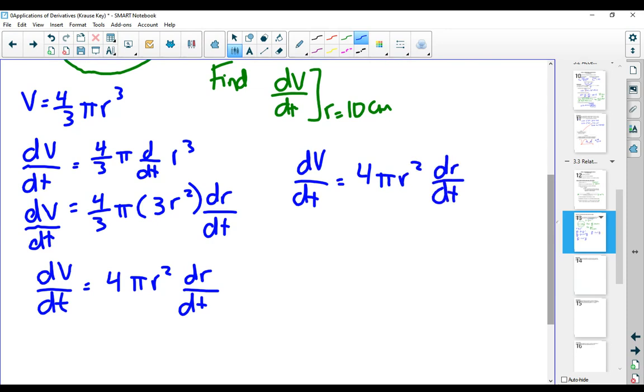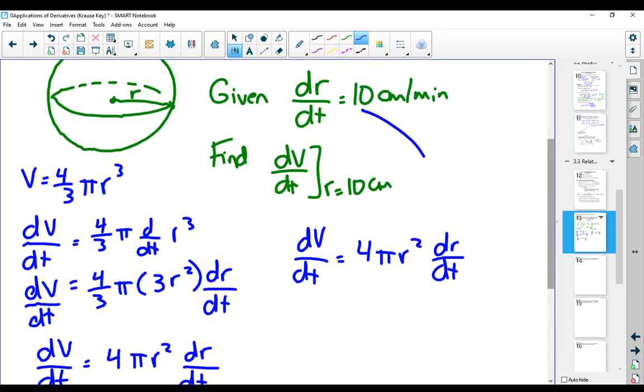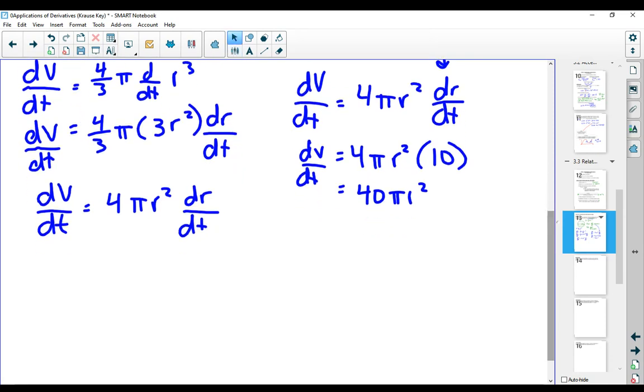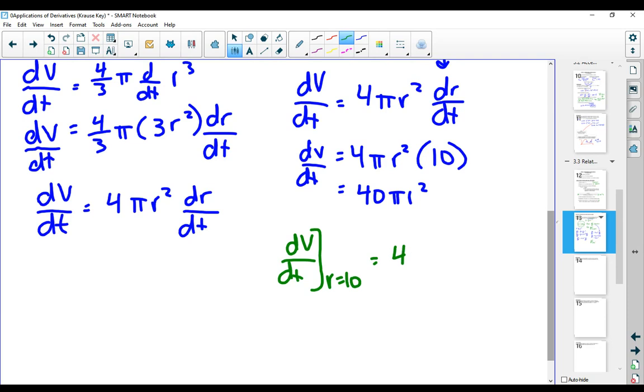Well, we know that dr/dt from above is 10 centimeters. So we're going to sub that in: 4 pi r squared times 10, which gives us 40 pi r squared. Once we have that, then we can look for the specific value that we're given. So dV/dt at the point when the radius is 10. And so 40 pi times 10 squared leaves us with 4,000 pi.